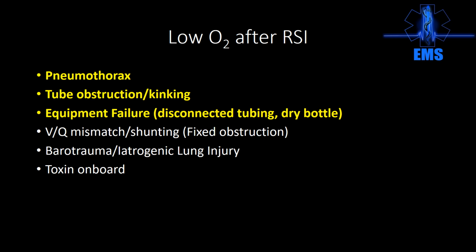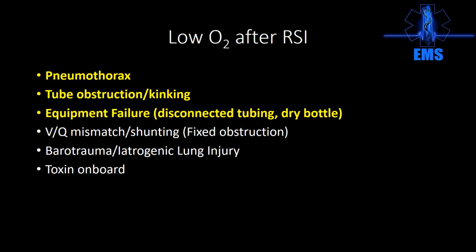Other things you can think about are VQ mismatch, like a fixed obstruction. Pulmonary embolism is a classic example of this, where you've got low oxygen saturation, the patient's intubated, you're still unable to ventilate that patient, you're still unable to oxygenate that patient. What do you do in the EMS situation? The patient needs ECMO. That's not available to us in the pre-hospital setting in the United States, at least in North Carolina. You need to transport that patient as quickly as possible to someplace with ECMO. Unfortunately, here that patient's unlikely to survive because the closest ECMO facility is in Greenville.